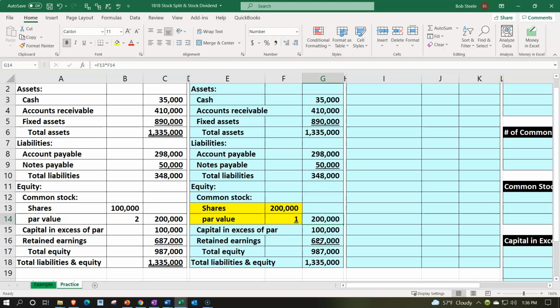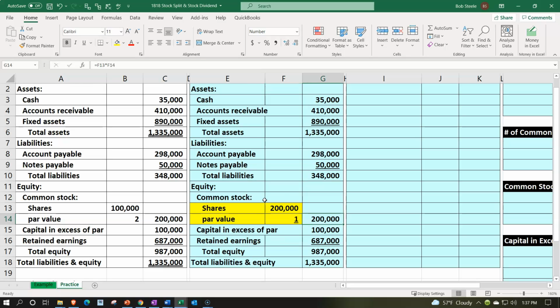This is on the bookkeeping side of things, where we now have the 200,000 shares out there, because everybody that had a share before now has 2 that we're imagining. But the par value is going to be 1 instead of 2, meaning that we end up with the same common stock value of the 200,000. So everybody that had 1 now has 2 shares, but with regard to the book value for the common stock, they are now worth less.